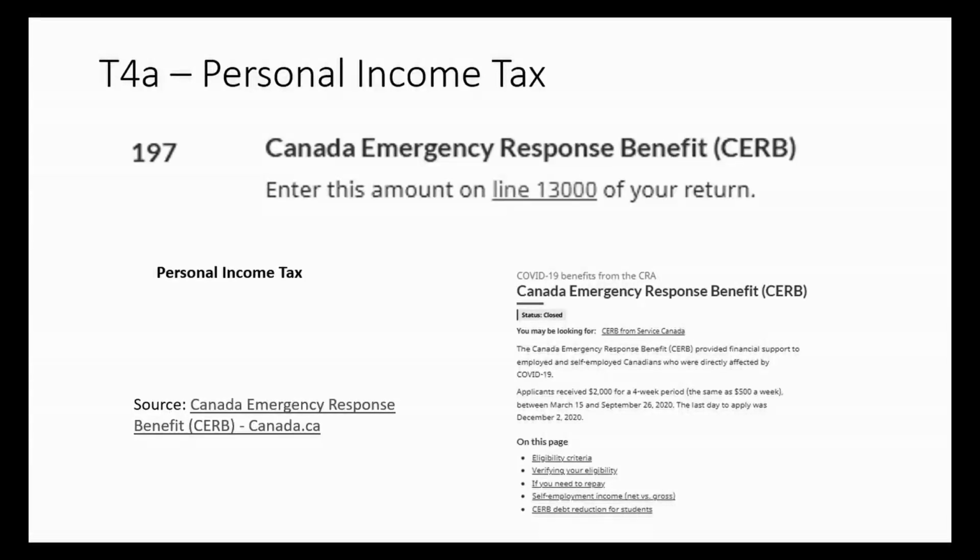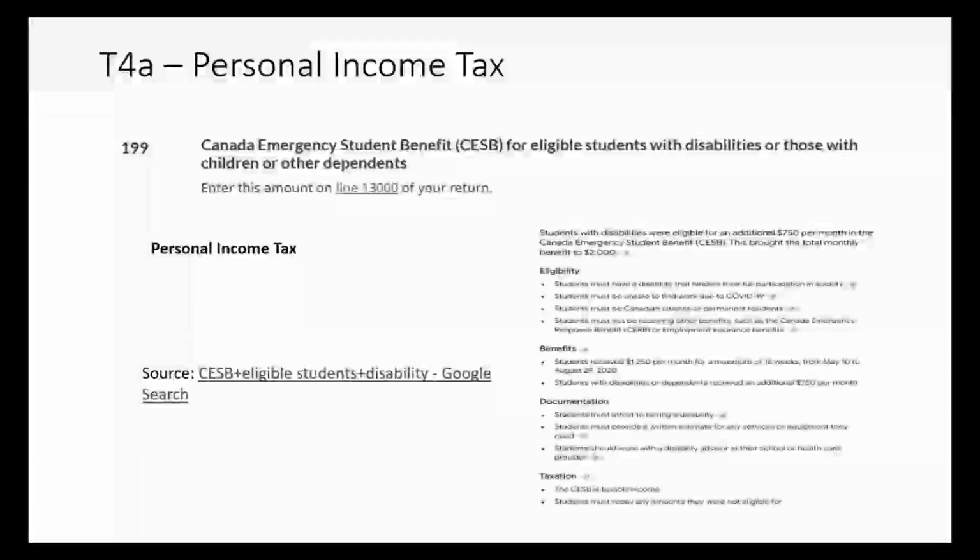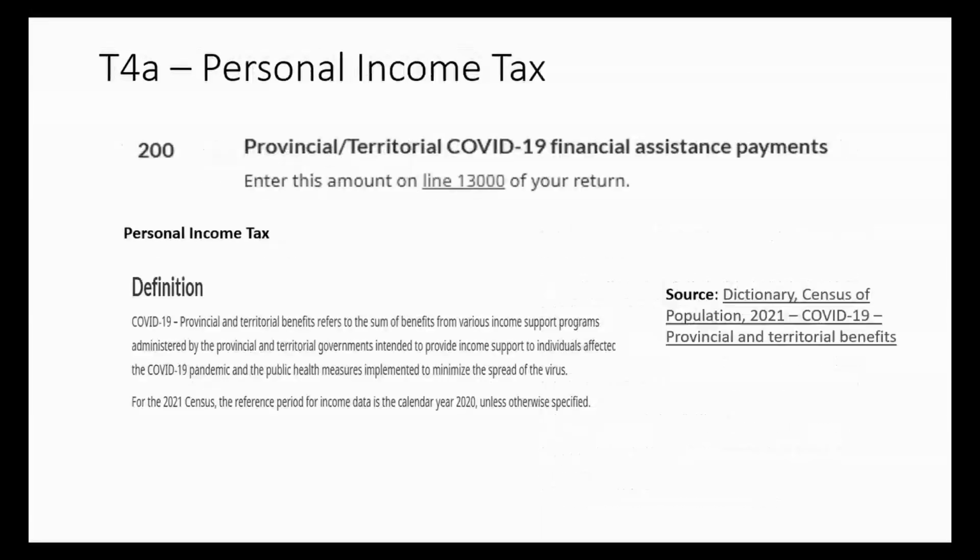If you did receive your CERB payments, you would need to type in the figure that you received for your CERB payments. CESB has to do with the Canada Emergency Student Benefit. This had to do with financial support to post-secondary students, and recent post-secondary and high school graduates who were unable to find work because of COVID-19. Code 199 has to do with CESB for students with disabilities.